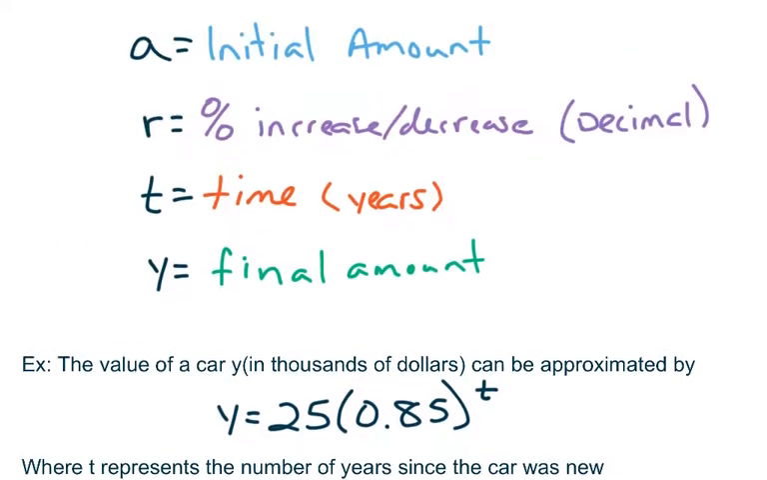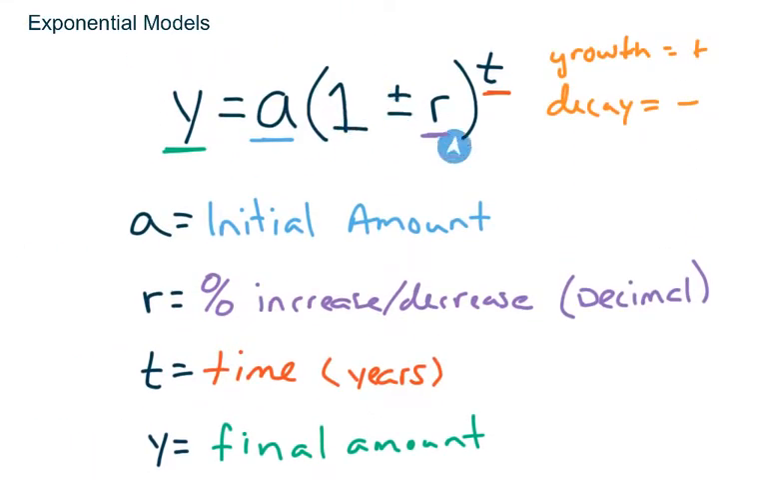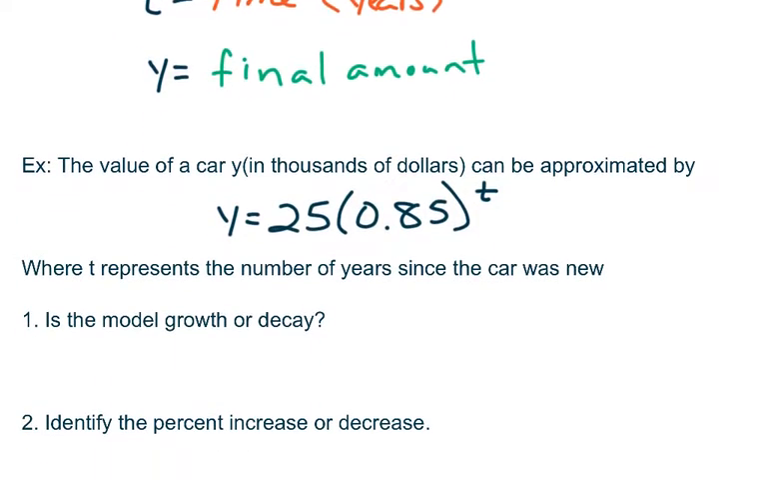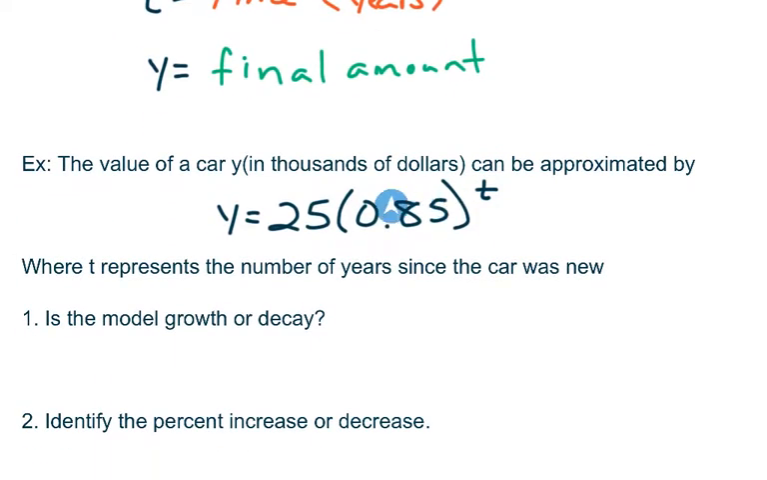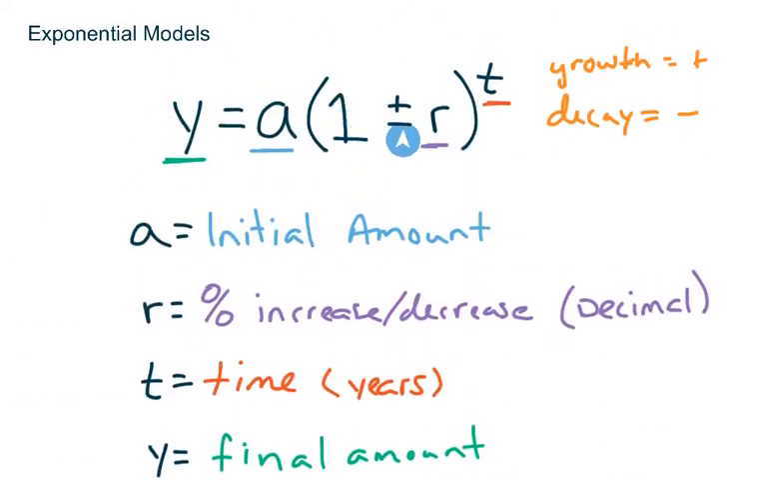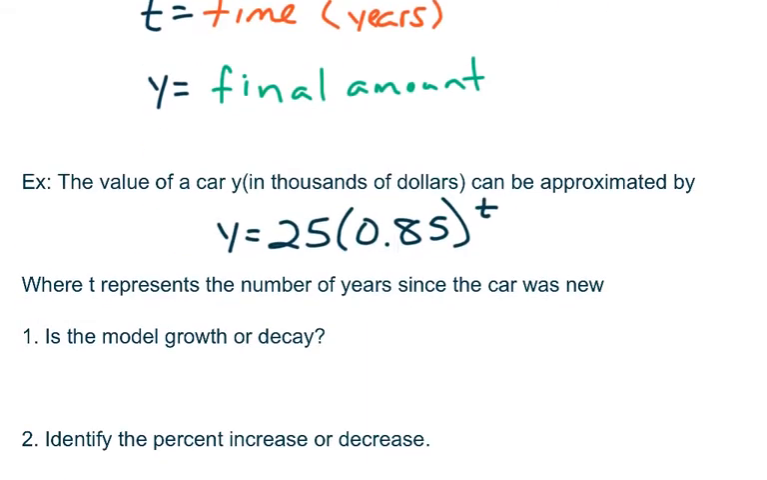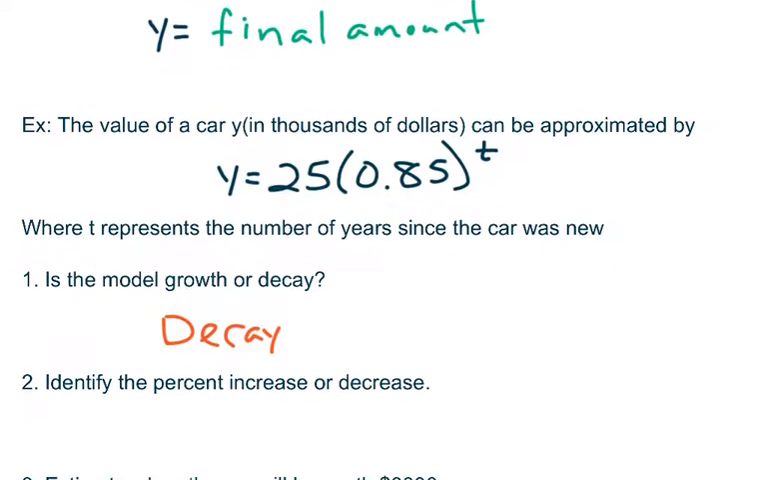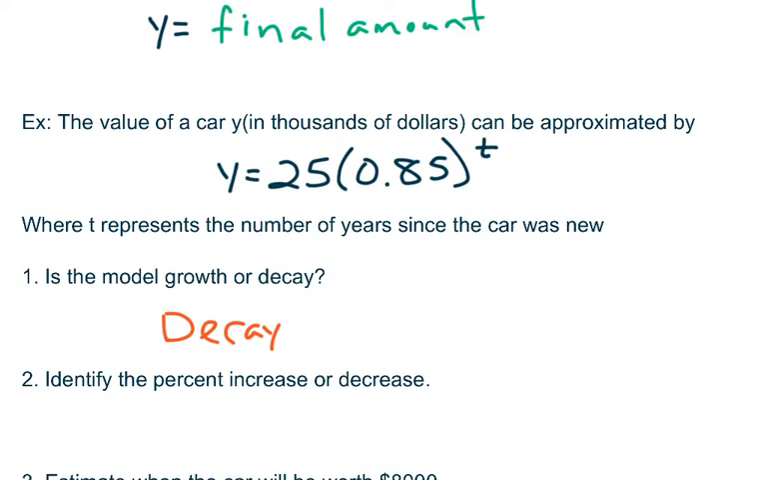Well, if this was a growth function, 1 plus something, we're starting at 1 and we're getting bigger. There's no way that 1 plus something is going to be less than 1. So it's got to be 1 minus something. So that means it's got to be a decay function. So we'll write that in red. This is a decay function. Is the model growth or decay? It is decay.